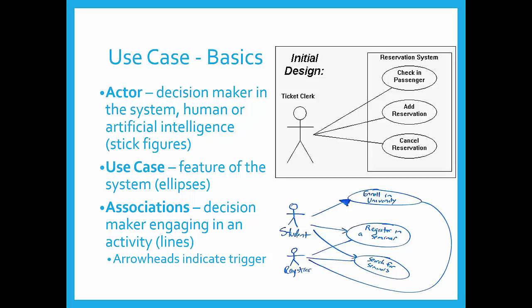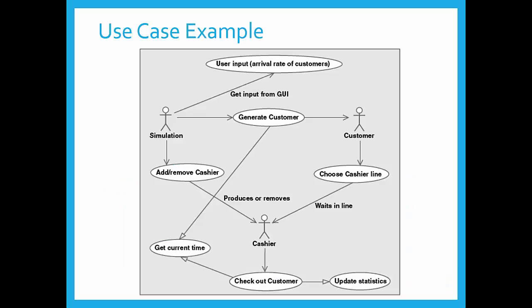Finally, associations between the actor and the use case, or between use cases, are represented by lines. The arrowhead is optional, but when used, indicates which entity triggers the other. In the bottom hand-drawn version, we see that a student can enroll in a university, and that involves the registrar, but the registrar doesn't trigger the enrollment.